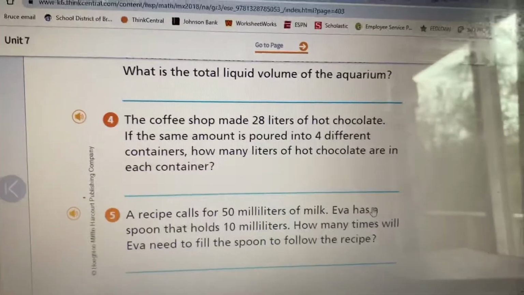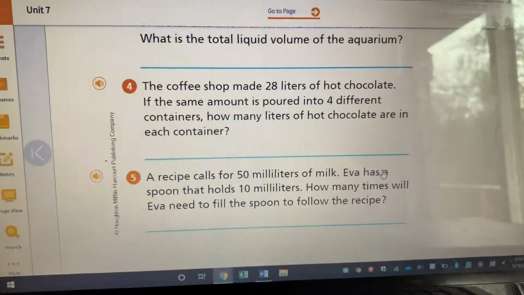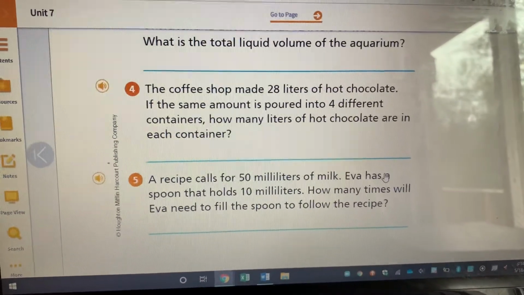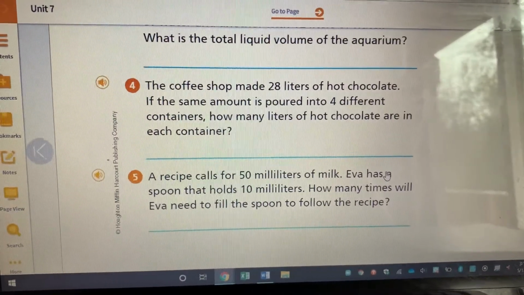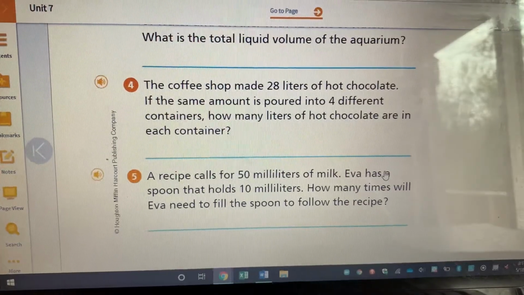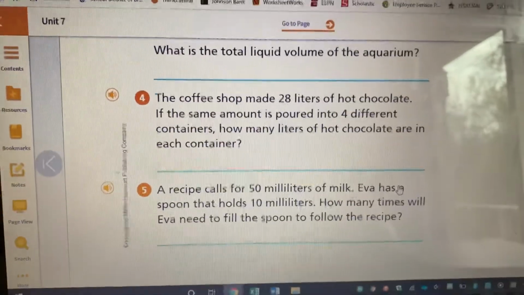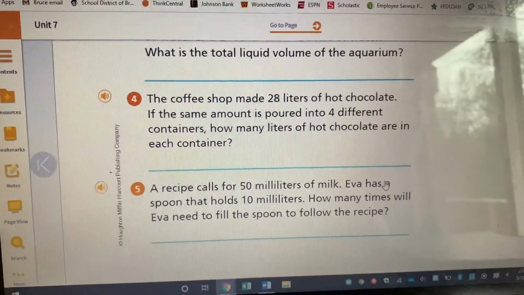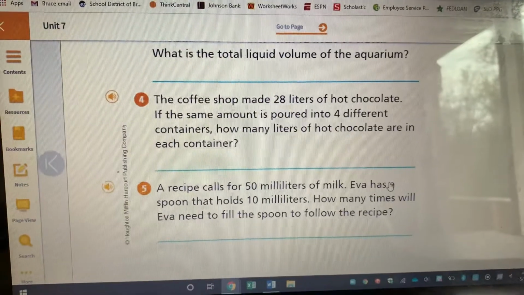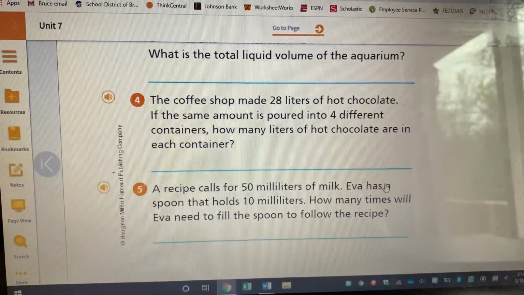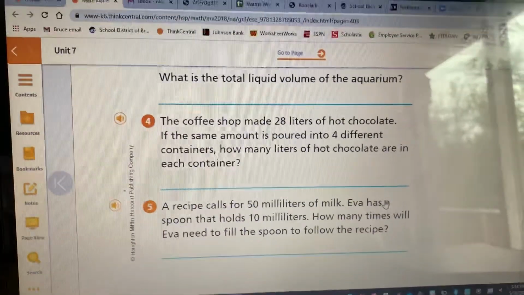So as you guys know, I just read it the first time, just flew through it, trying to understand what's happening here. What type of question is it? We are taking 28 liters, so 28 like pitchers of hot chocolate, and we're taking the same amount into 4 different containers, so we're dividing it. We know that when we're making equal groups, a lot of times it's multiplication or division, and it's 4 equal groups here of hot chocolate. So it'd be 28 divided by 4.